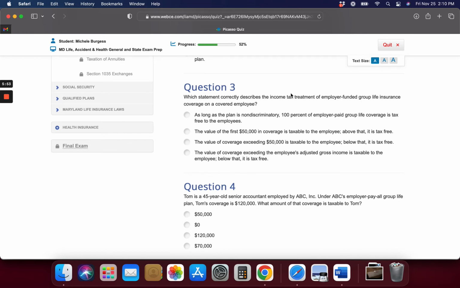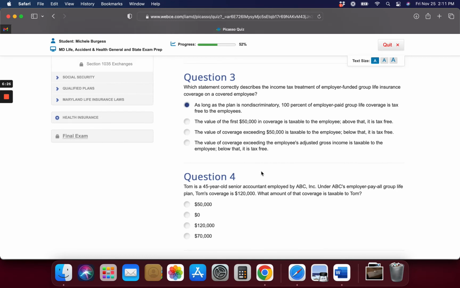Which statement correctly describes the income tax treatment of employer-funded group life insurance coverage? As long as the plan is non-discriminatory, 100% of employer-paid group life insurance is tax-free. The value of the first $50,000 is tax-free. The value of the coverage exceeding $50,000 is taxable. The value of the coverage exceeding the gross income is taxable to the employee. Below that is tax-free. I have no idea, so I'm going to go with the first one.